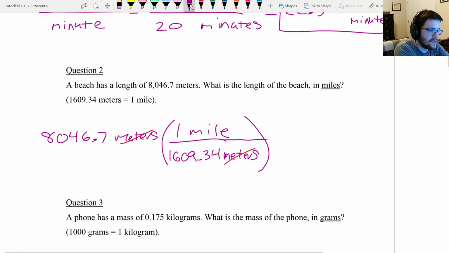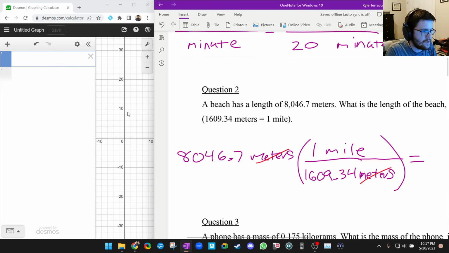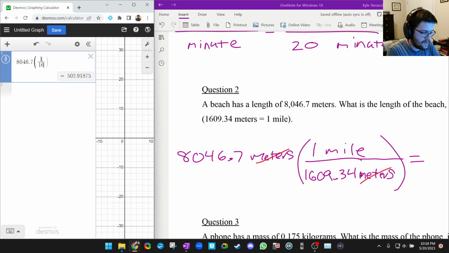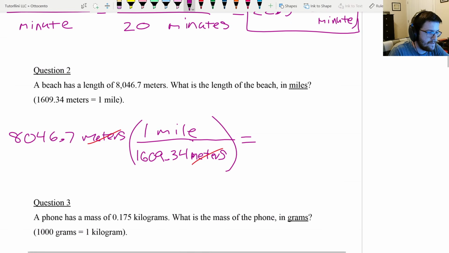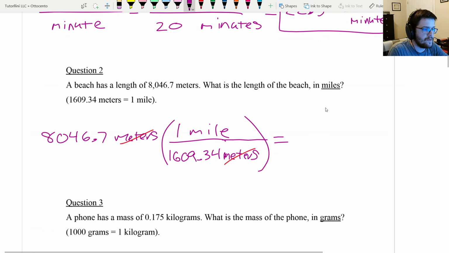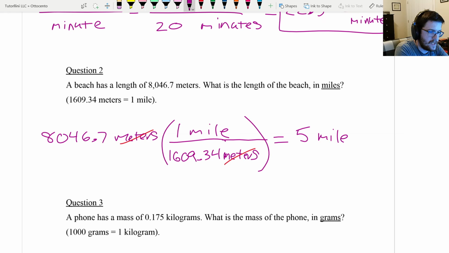So now I just need to put that into a calculator. So let's do that. 8,046.7, 1 over 1609.34, and I get 5. So this guy is 5 miles, which is our answer.